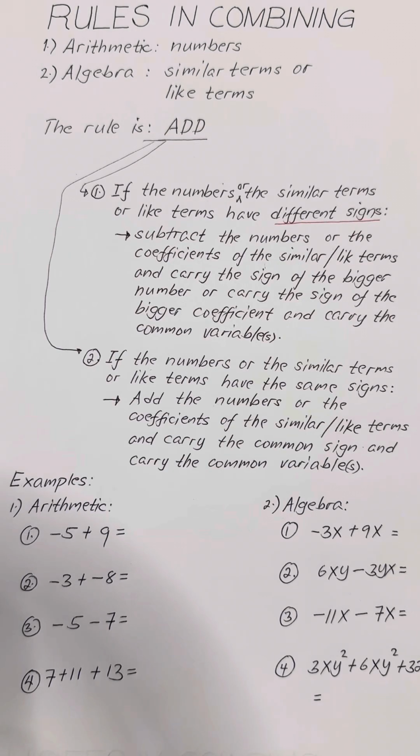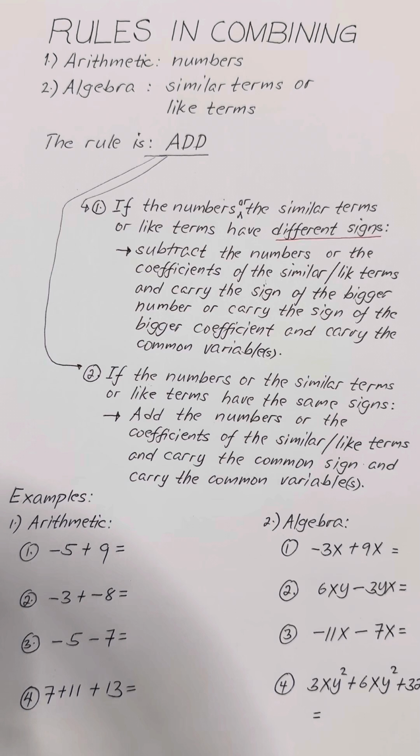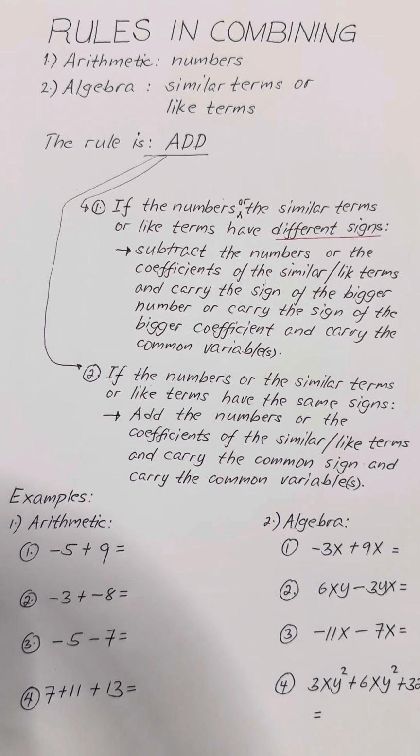Okay, let's discuss the rules in combining before we go to the next topic, the laws of exponents. In combining, when we're dealing with arithmetic, we combine numbers. And in algebra, we can combine similar terms or like terms. The purpose of combining is to simplify or to reduce the number of terms or the number of numbers. So we have to combine them. And the rule is simply add when we combine.